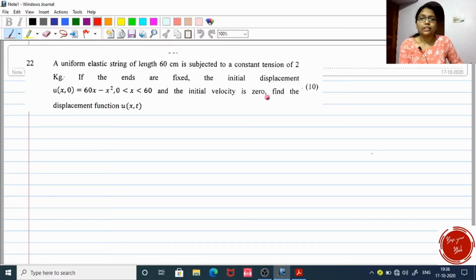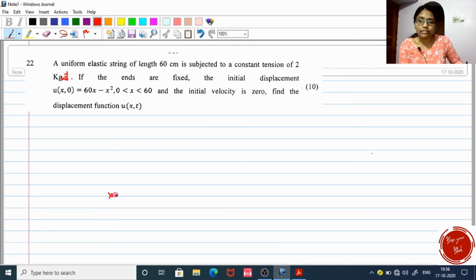Okay, here I have copied the question. Now I will explain it. A uniform elastic string of length 60 cm is subjected to a constant tension of 2 kg weight. The unit of tension is kilogram weight. And if the ends are fixed, the initial displacement of the string is given. Also the initial velocity is given.